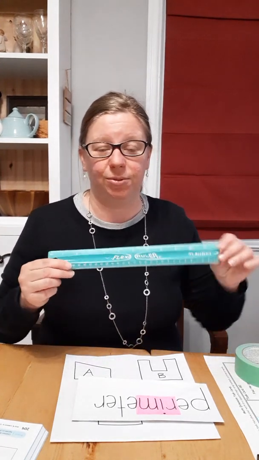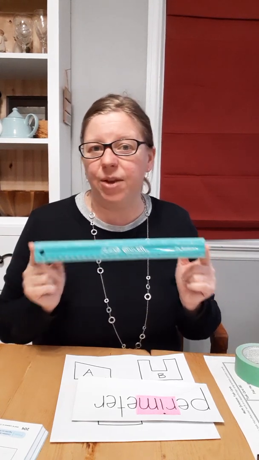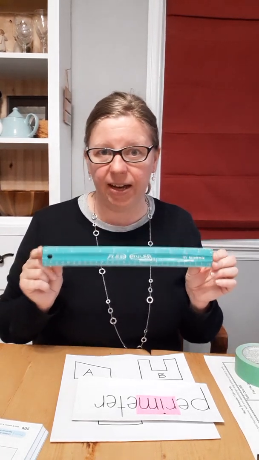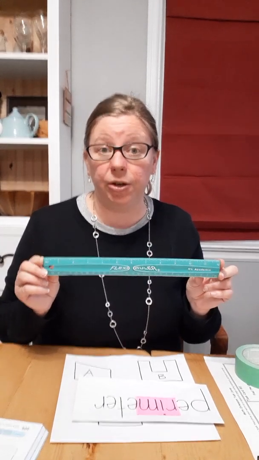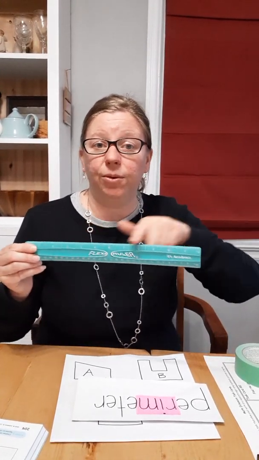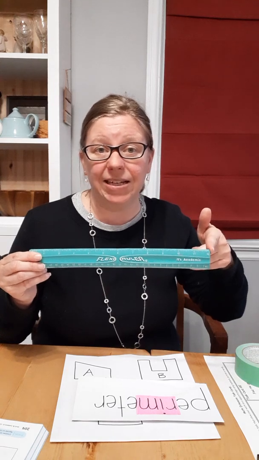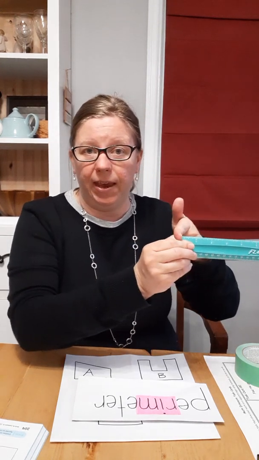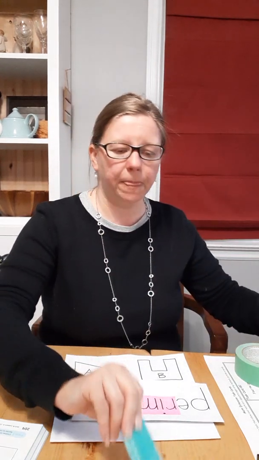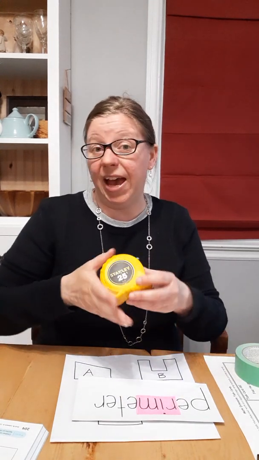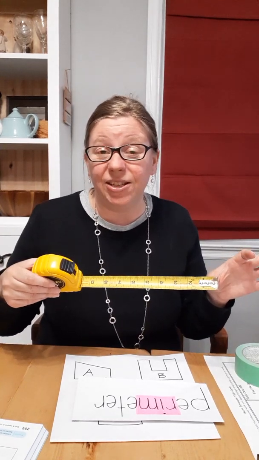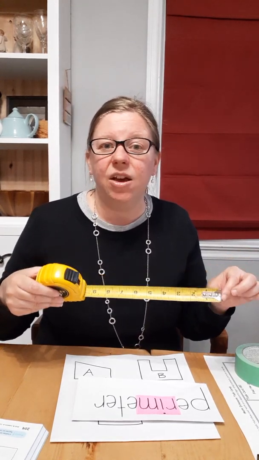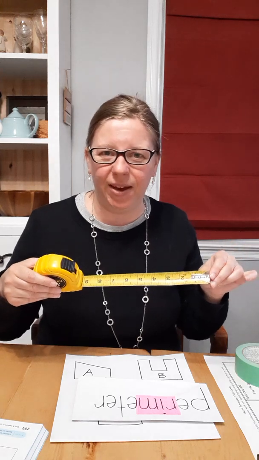So you could use a ruler. And if the sides of your figures or objects are longer than your ruler, make sure that you mark out where the ruler ends and add on from there. Or if you have a measuring tape, you could use a measuring tape to measure the distance around your objects or your shapes that you have taped out.